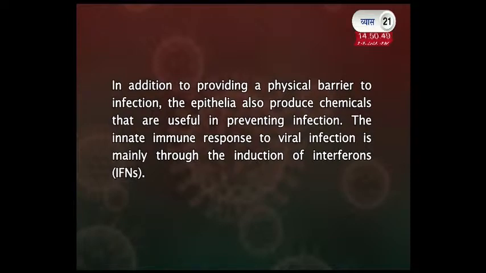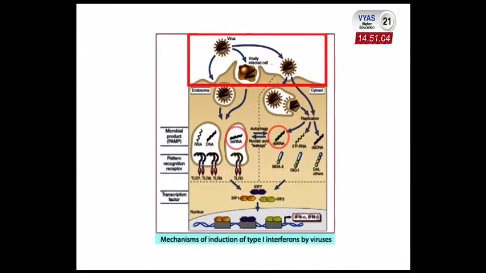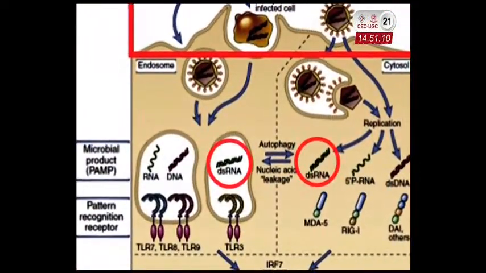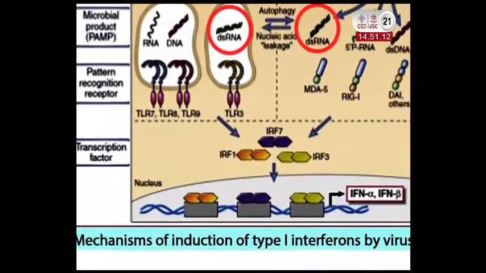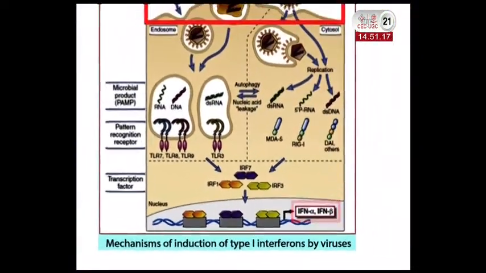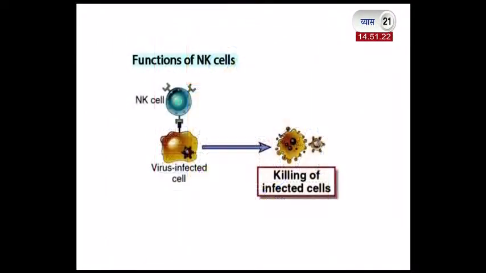The innate immune response to viral infection is mainly through the induction of interferons. Interferons can prevent viral replication by inducing an antiviral response. Virus-infected cells have double-stranded RNAs which are produced during the viral life cycle. These double-stranded RNAs can induce production of interferon alpha and interferon beta, which activate natural killer cells, or NK cells. NK cells are the first cells to fight against viral infections.